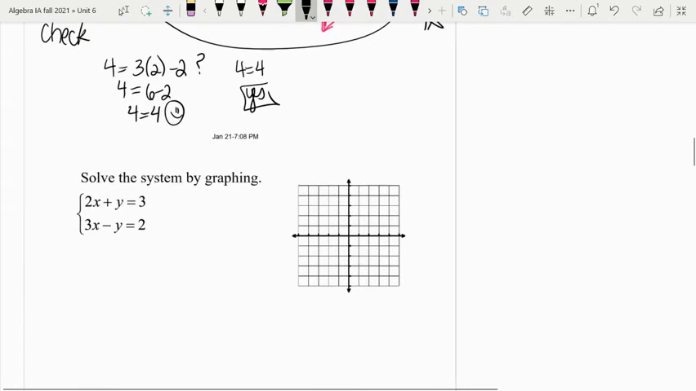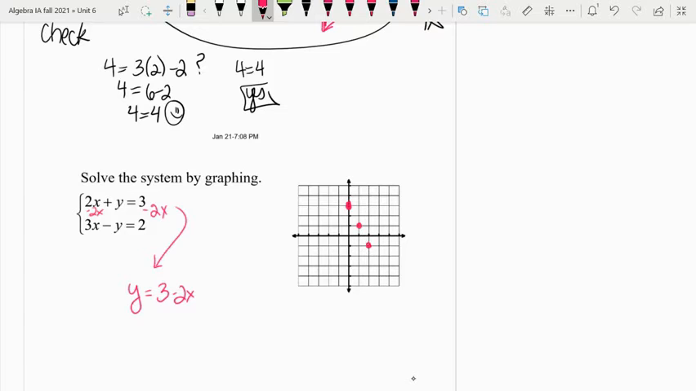The next one, solve this system by graphing. We could solve this one for y. So move over your 2x: I'm going to subtract 2x on both sides. So I can say y equals 3 minus 2x. So I'm going to start at 3, 1, 2, 3, and the slope is negative 2, so down 2, right 1, down 2, right 1, down 2, right 1.